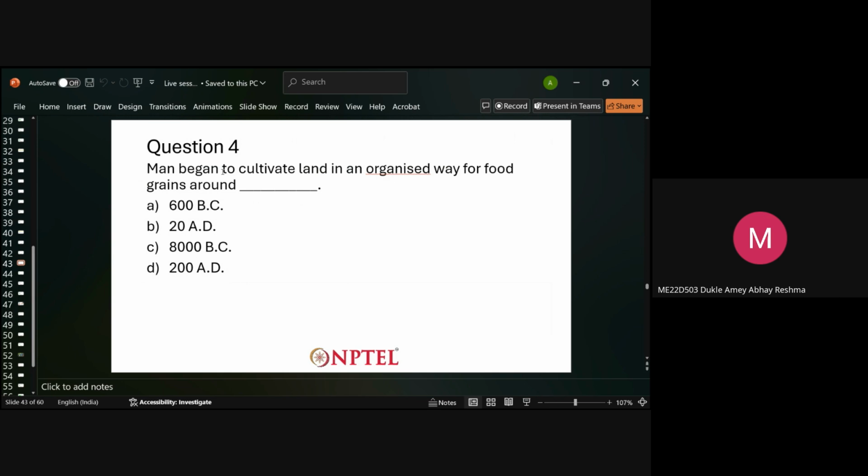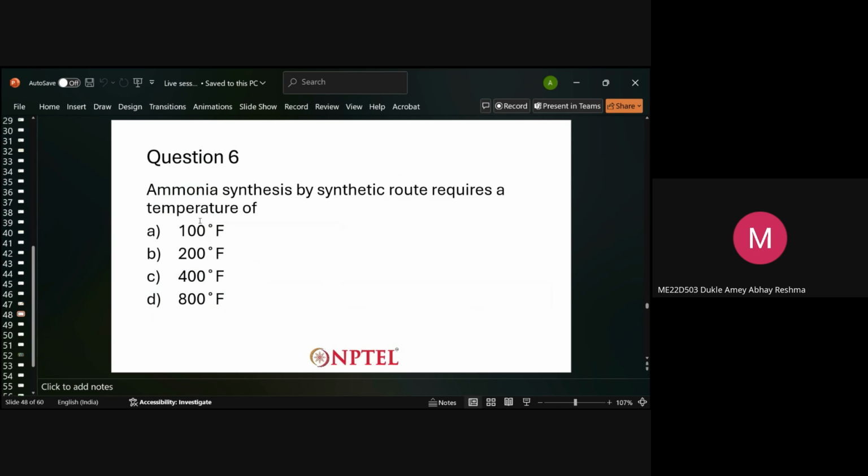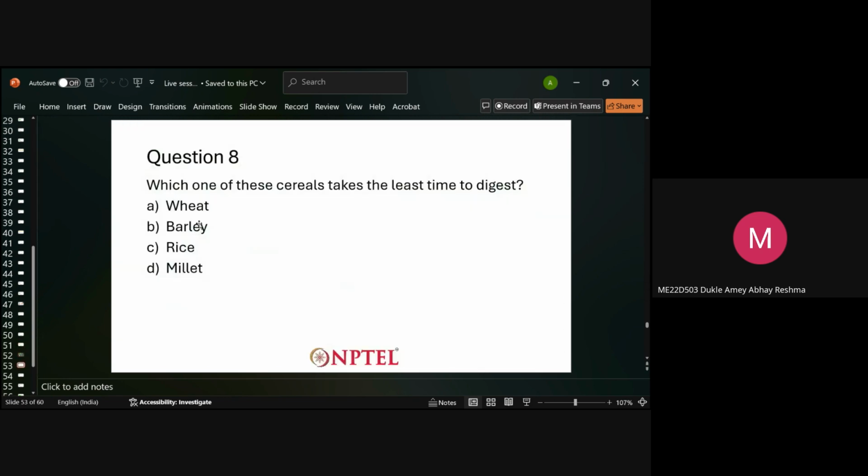Question number four: man began to cultivate land in an organized way for food grains around 600 BC. This is the same question. The answer is 8000 BC. Again, this is a repeat question. The answer here is Fitzhaber. We'll just skip through this. Again, this is a repeat question, and again, this is also a repeat question. So the next question: which one of the cereals takes the least time to digest? Wheat, barley, rice, and millet. The answer here is rice.